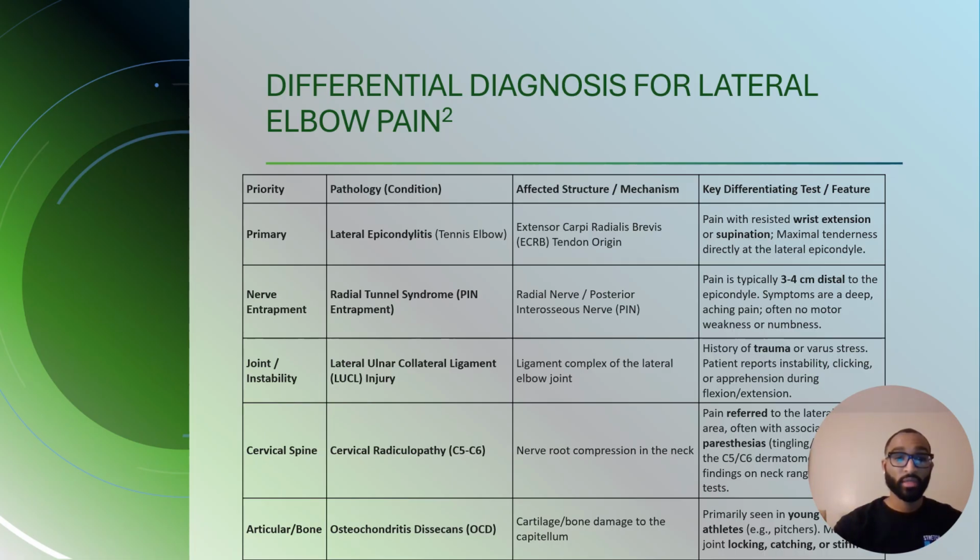Then we've got osteochondritis dissecans, and that basically is going to be the bone damage to the capitulum, and the capitulum is going to be one of those bony landmarks of the elbow complex. If you look at the previous slide, you can see it, and it's common in young athletes, and it can present with a locking or catching or a stiff sensation as well.